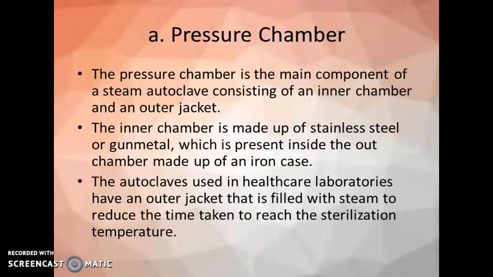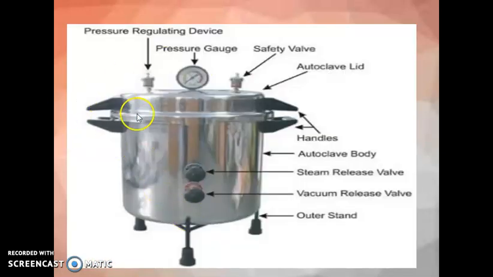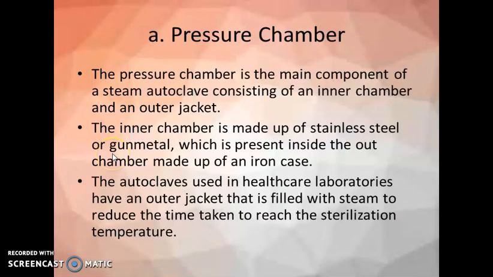First, the pressure chamber. This is the pressure chamber. It is the main component of the steam autoclave, and it consists of an inner chamber and an outer jacket. The inner chamber is made up of stainless steel or gunmetal, which is present inside the outer chamber, and the outer chamber is made up of an iron case.